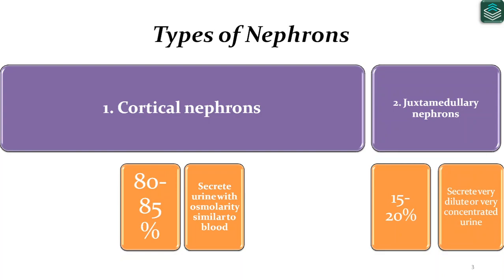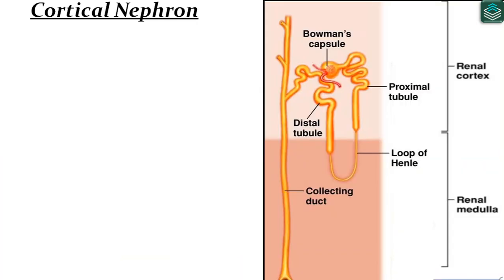or very concentrated urine. Now we have to understand in detail the location of these nephrons and what function they perform. So cortical nephrons have renal corpuscles in the outer portion of the renal cortex, and they have short loops of Henle that lie mainly in the cortex and penetrate only into the outer region of the renal medulla. The loop of Henle receives blood from peritubular capillaries.